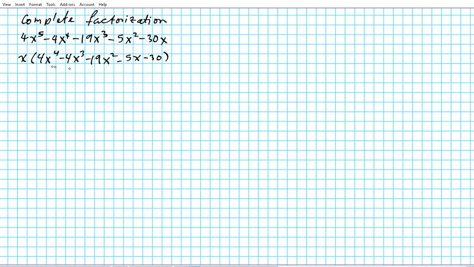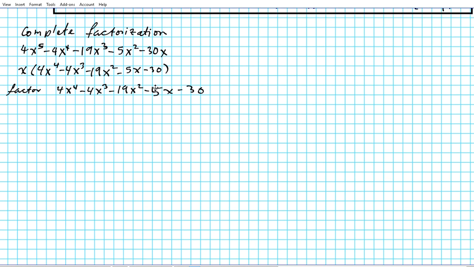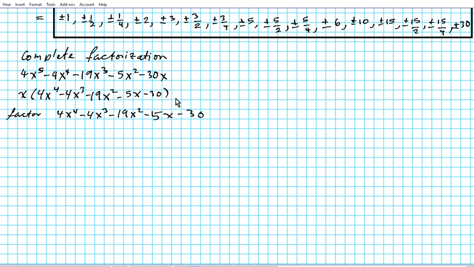Let's keep on factoring. Now, the next thing is to factor this quartic right here, with 5 terms. So factor 4x to the fourth minus 4x to the third minus 19x squared minus 5x minus 30. We're going to factor this by picking possible factors from the list we got earlier. So there are 32 choices here. So just pick one and hope that it works. Okay? So for the sake of time, we're just going to test the factors that work, because we designed the problem. We're going to test x equals -2.